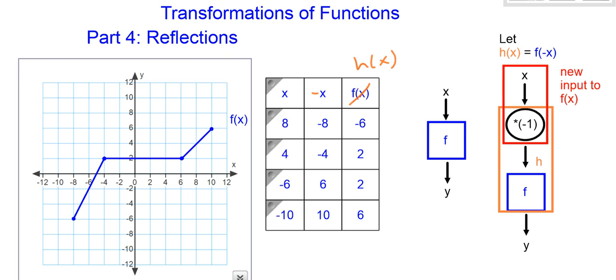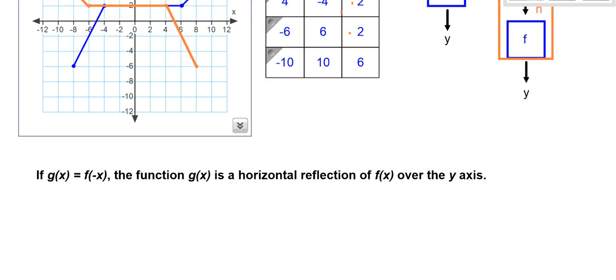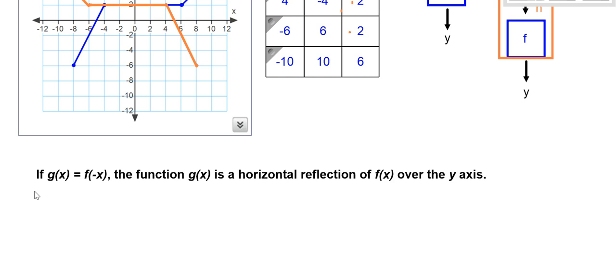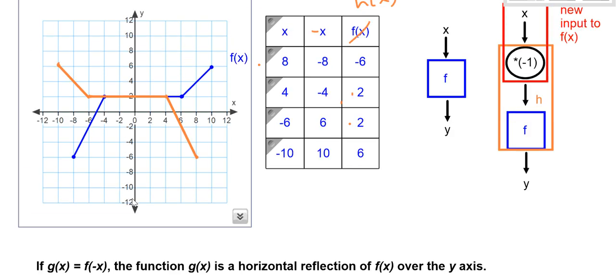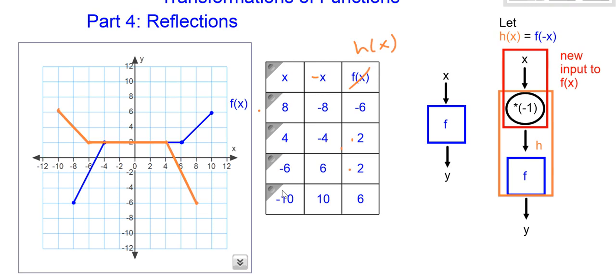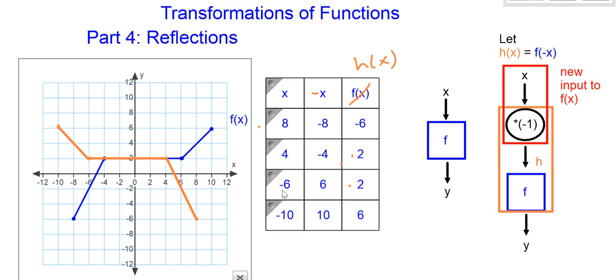If I go ahead and plot those points and connect the dots, I can see that I have the same graph that I had before, except flipped horizontally, this time over the y-axis. If I want to summarize that, if g of x equals f of negative x, the function g of x is a horizontal reflection of f of x over the y-axis. Okay, so that is a very brief review of transformations of functions. Hopefully this is all familiar to you. We're going to be looking soon at applying these transformation of function principles to new types of functions that we're going to be learning about shortly.